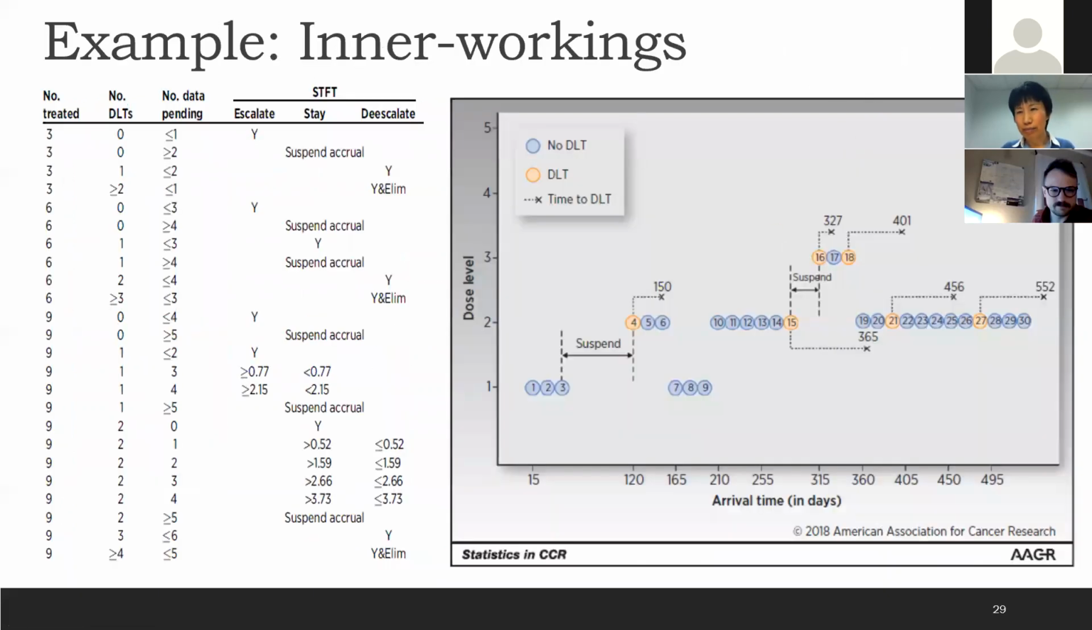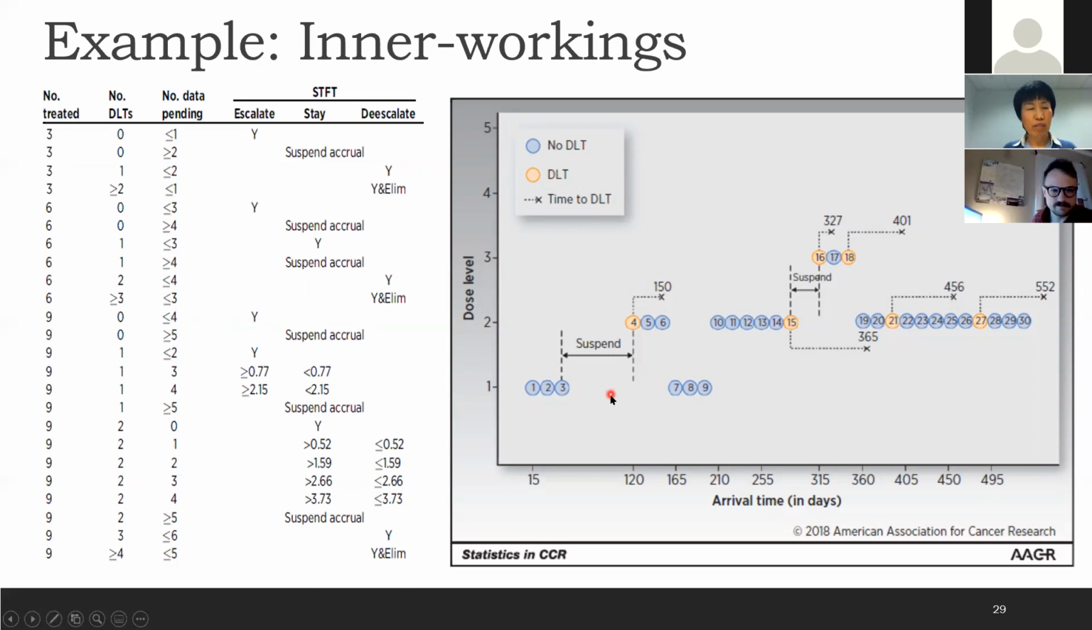Here is the trial. The trial starts by treating the first cohort at the lowest dose level. Here, each circle represents a patient. The blue circle is no DLT, and the orange circle is a patient with DLT. And the X is the time to DLT.